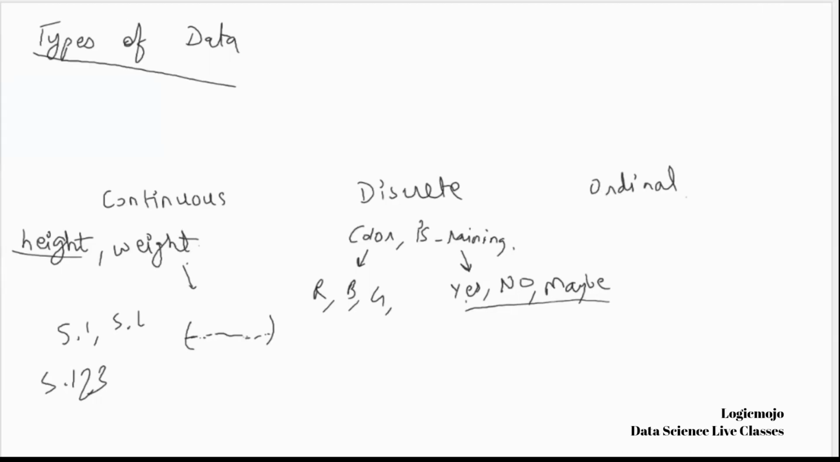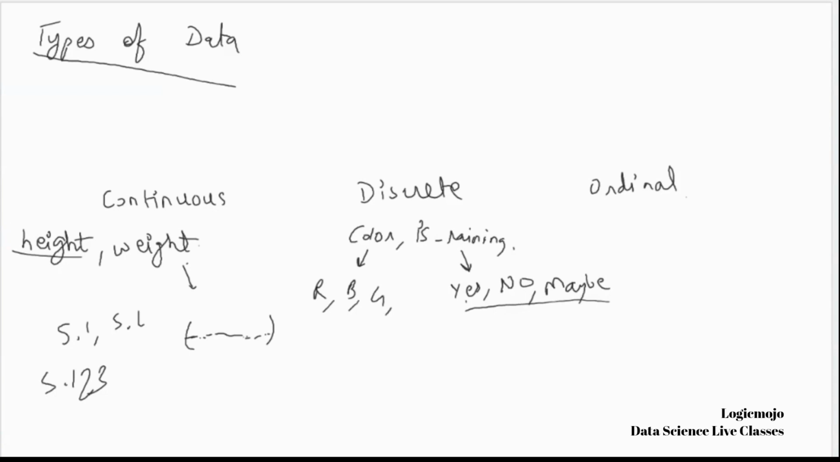And one more thing, in discrete data there is no relation, so you cannot say red is greater than blue or blue is less than green. Every value is considered equal. That's why this is called discrete data. Same way here also, you cannot say yes is greater than no, or no is greater than maybe. Now third is ordinal.